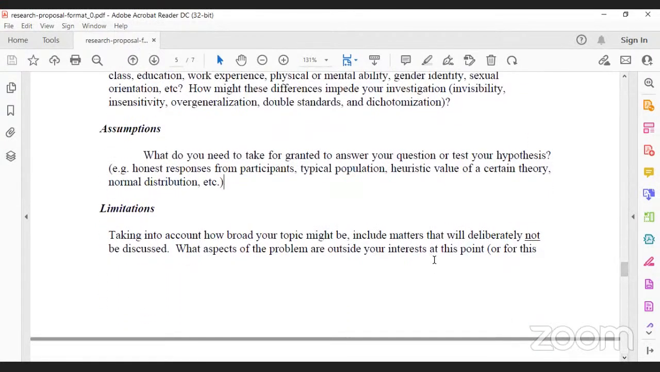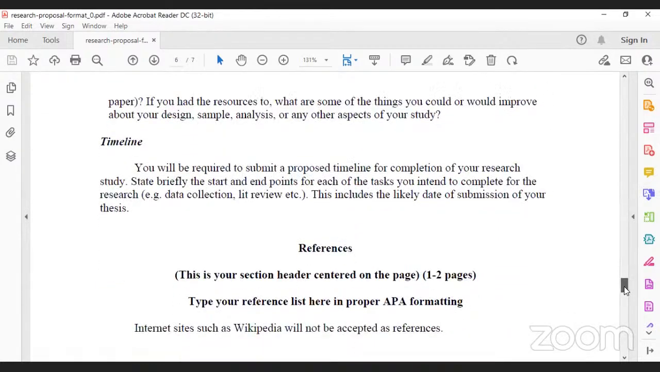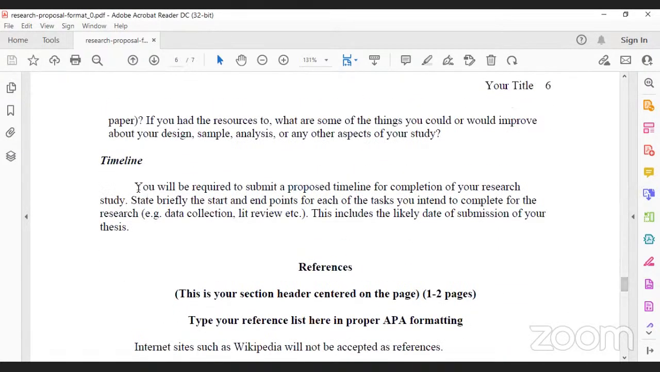Limitations. Limitations can also be about the inclusion and exclusion criteria, how broad your topic might be, what topics you would be including, and what topics you are deliberately going to leave out, because not every study is very comprehensive in nature. And lastly, the timeline. If you are to follow a timeline, the start and end point of each of the tasks you intend to complete for your research, this will also include the likely date of submission of your thesis.